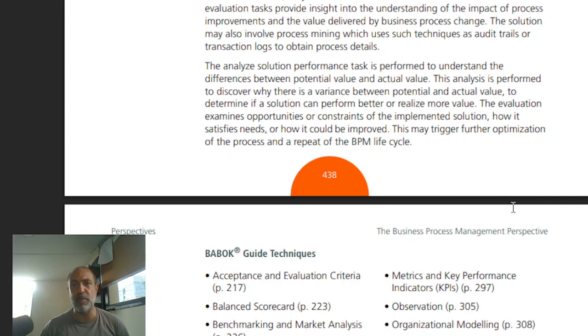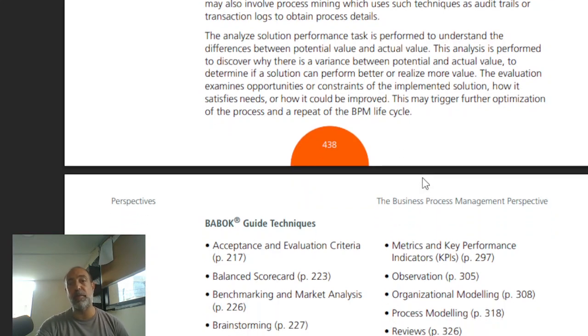The analyze solution performance task is performed to understand the differences between potential value and actual value. This analysis is performed to discover why there is a variance between potential and actual value. To determine if a solution can perform better or realize more value, the evaluation examines the opportunities and constraints of the implemented solution. So basically, to see if there's more value that you can extract out of it, or you could add more value. You have to measure them based on the constraints of the solution. I'd imagine it's how it satisfies the needs, how it could be improved.